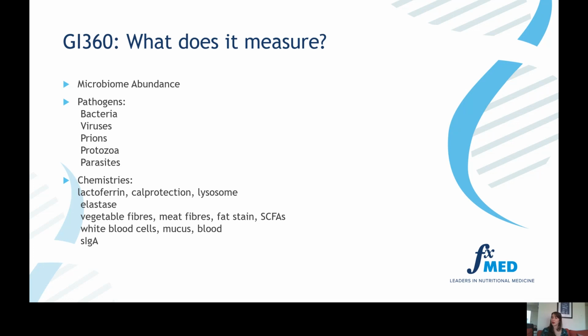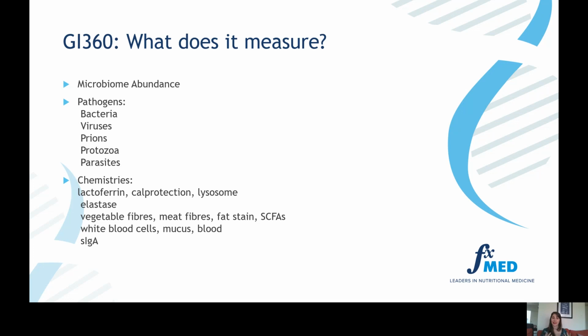And then it also looks at stool chemistries. So this includes lactoferrin, calprotectin, and lysosome, and those are markers for inflammation in the gut. Elastase, which is a marker for pancreatic function. Vegetable fibers, meat fibers, and fat stain. These showing up in the stool means that the body isn't properly digesting something.